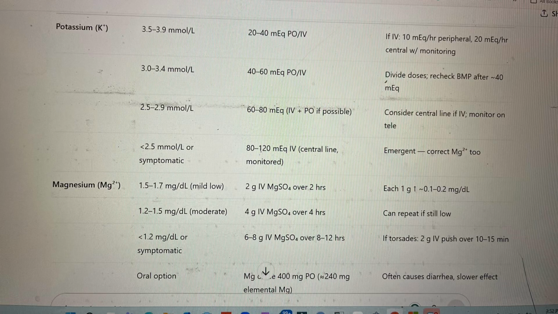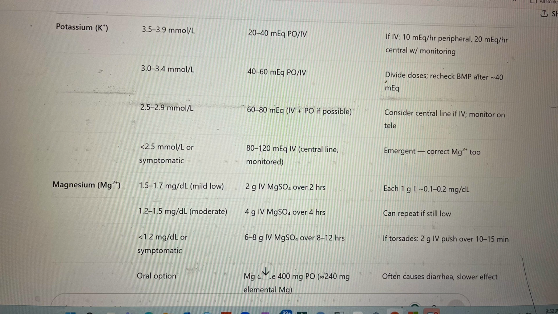Alright, let's talk about electrolyte replacement in the inpatient setting. So let's talk about potassium replacement first. The first thing you need to know is the normal potassium range, which is technically 4 to 5.